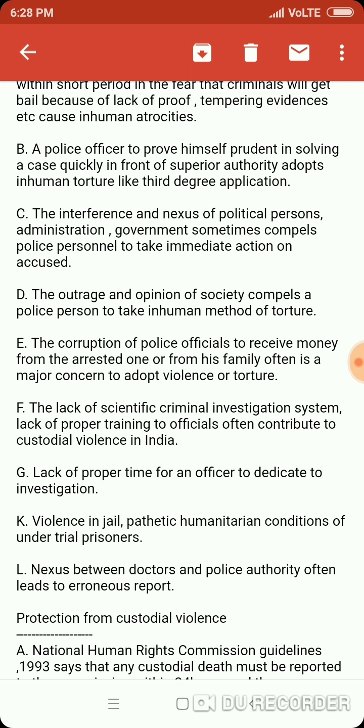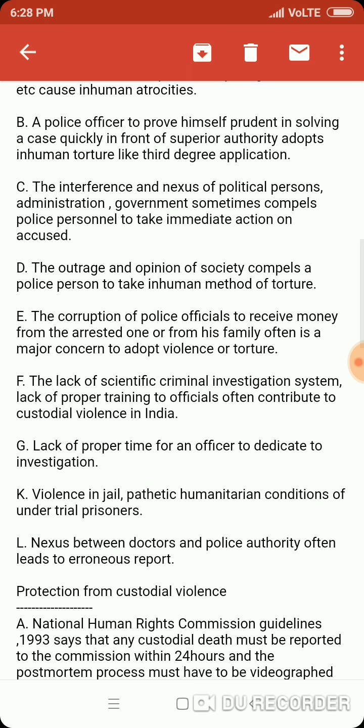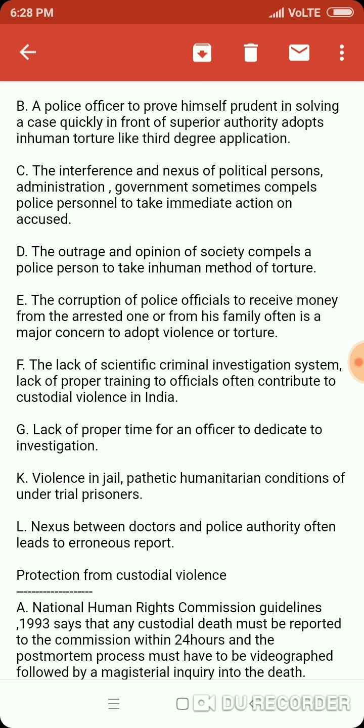Sometimes a police officer, to prove himself prudent in solving a case quickly in front of superior authority, adopts inhuman torture. For example, sometimes a police officer wants to improve his image in front of his superior authority because of promotion or other advantages, so he tries to solve a case quickly, taking some inhuman measures to extract information.